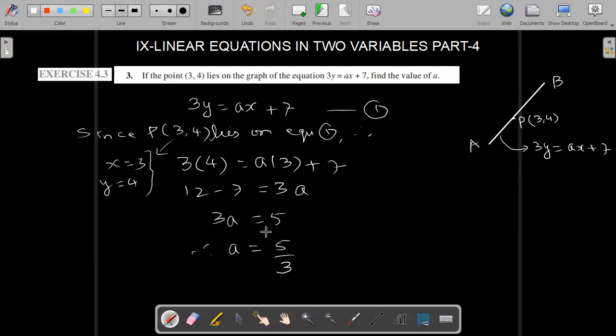So whenever any point is lying on any line, you can substitute the point in that equation. Okay.